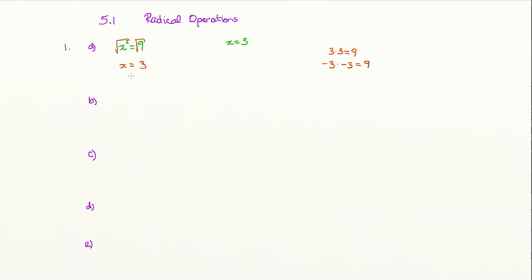So there are two answers. We have x equals 3 and x equals negative 3. Quite often we write those together as x equals plus or minus 3. And if you look at that, those are not equal. So the answer for A is false.